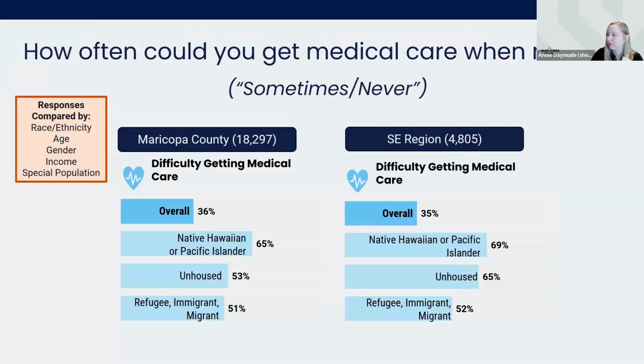We asked, how often can you get medical care when needed? These are the respondents that said they can only sometimes or never get care when needed. Once again, we have our county and Southeast region top populations rise up. So for Southeast region, 69% of people who identify as Native Hawaiian or Pacific Islander who took the survey said they can only sometimes or never get care when needed, followed by those unhoused and refugee immigrant migrants. That's 1 in 2 refugee immigrant migrants who said they could only sometimes or never get care when needed.